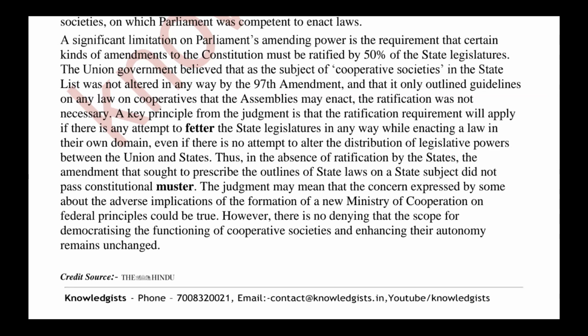A key principle from the judgment is that the ratification requirement will apply if there is any attempt to fetter the state legislature in any way while enacting a law in their own domain, even if there is no attempt to alter the distribution of legislative power between the Union and the state. As I said, power is distributed between the Union and the states, so the key principle of the judgment is that the requirement will apply if there is any attempt to fetter the state legislature.